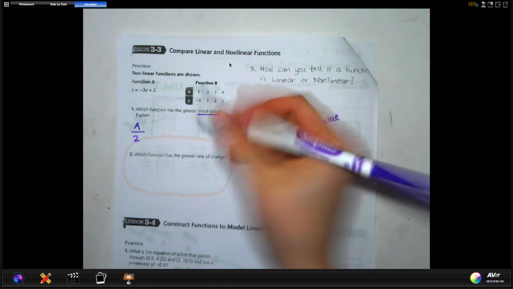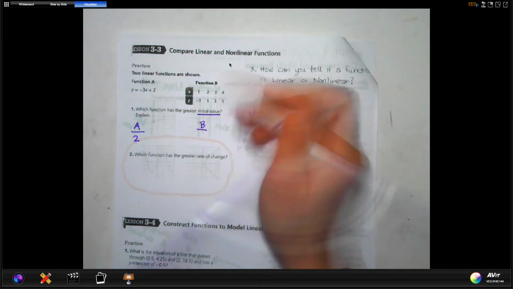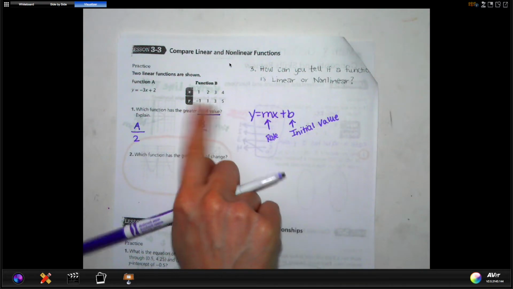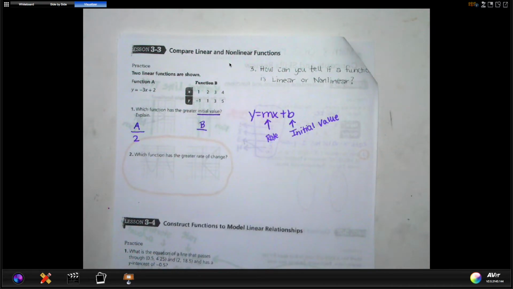Does anyone remember how to find the initial value on a table? And this one you can't just see it.